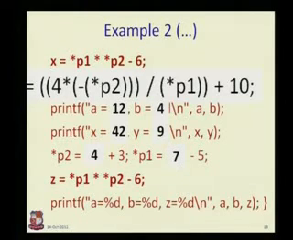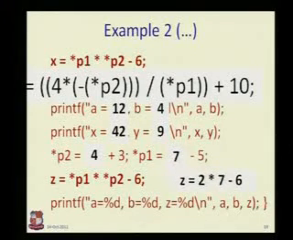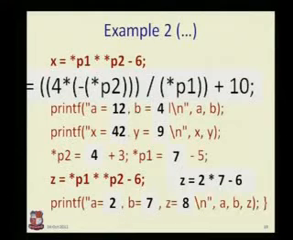Z is star P1 multiplied by star P2 minus 6. P1 is 2 multiplied by P2 7. So 2 multiplied by 7 minus 6. What is the answer? 14 minus 6. Answer is 8. Okay, so Z prints out 8. A is 2, B is 7, Z is 8. So this gives the answer.